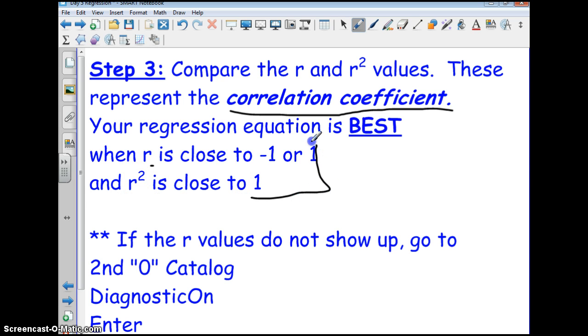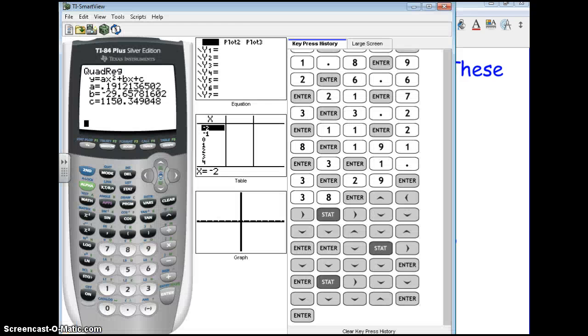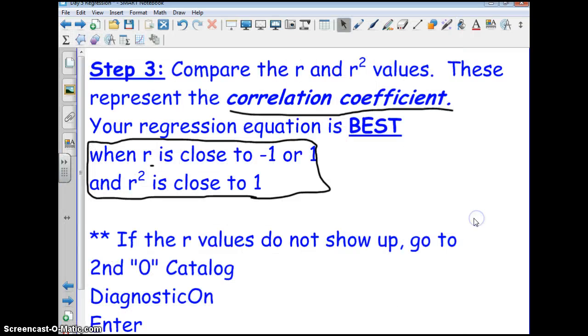This is an important box right here. We want our R value to be close to -1 or +1, or the R squared value to be close to 1. Now, where in the world do I actually see these R values? If you look at our calculator right now, or at least my calculator, they should show up right here, and there's nothing there. So if you don't see an R value, we want to go down to second catalog, which is at the 0, and scroll down to where it says diagnostic and turn the diagnostic on.